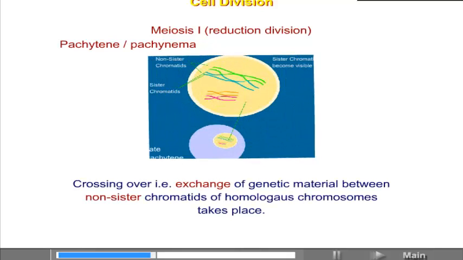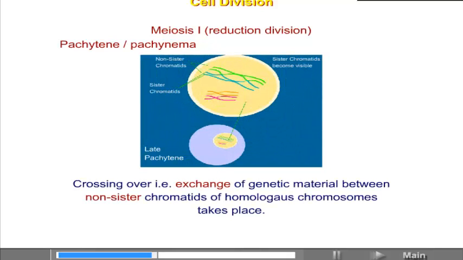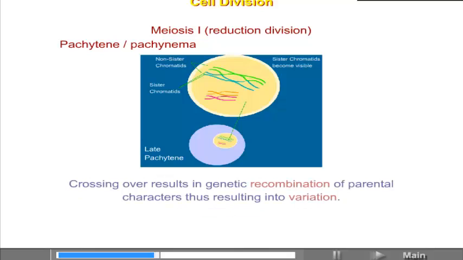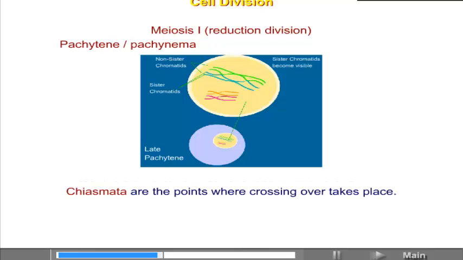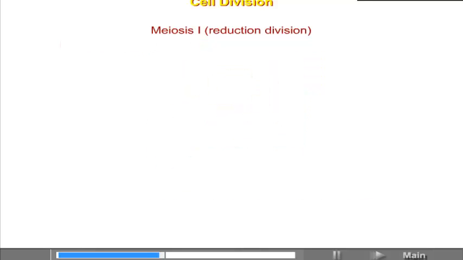Crossing over, that is, exchange of genetic material between non-sister chromatids of homologous chromosomes, takes place. Crossing over results in genetic recombination of parental characters, thus resulting in variation. Chiasmata are the points where crossing over takes place.